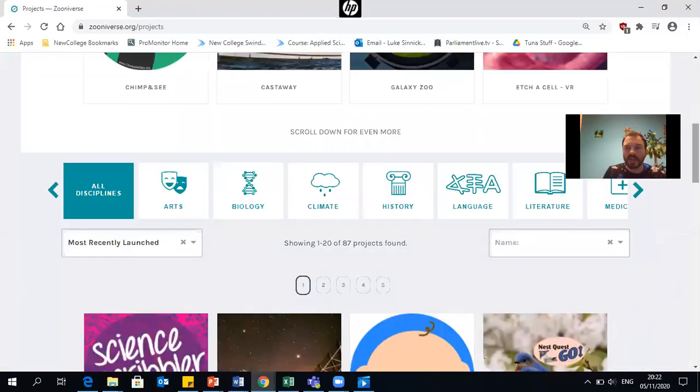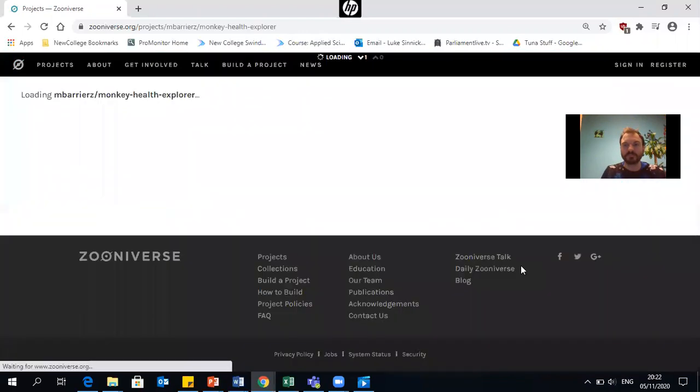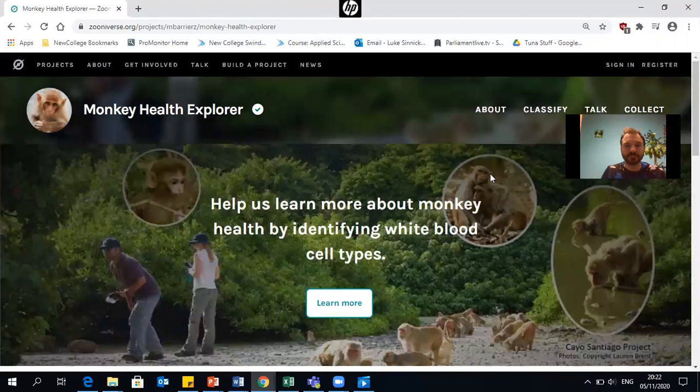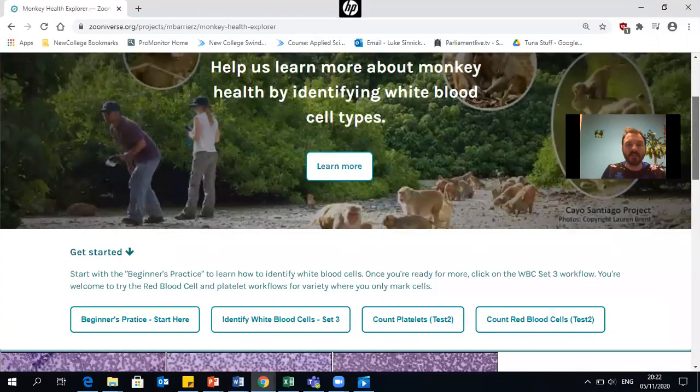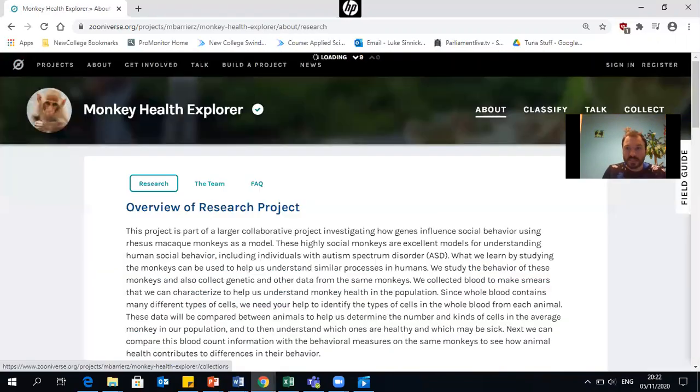And the one that I'm going to ask you to have a look for is one that's called Monkey Health Explorer. So this is a really interesting and exciting project that's based around some researchers that work in North Carolina in America. And for all the projects, there's always a learn more button.